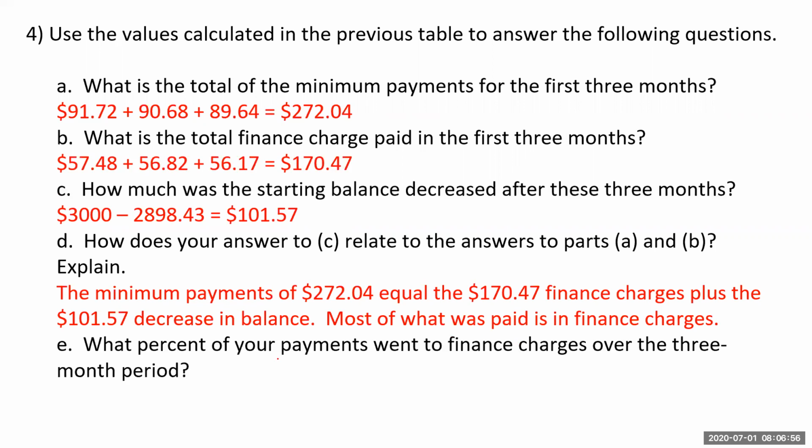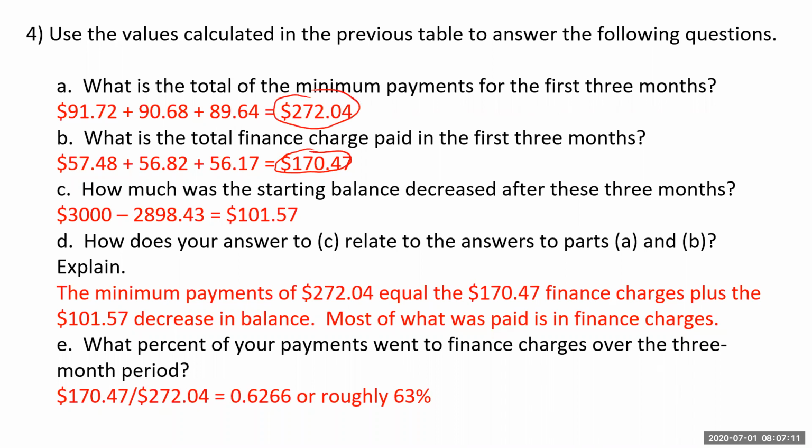Now, what percent of your payment went to finance charges over the 3 months? So you have to do that: finance charge over the total of that, and about 63% went into finance charges just by paying the minimum.